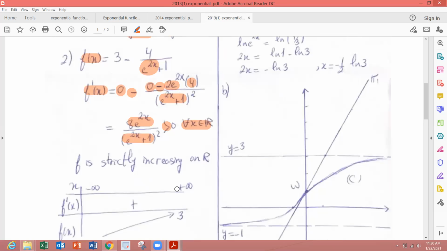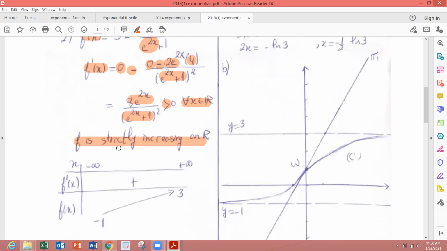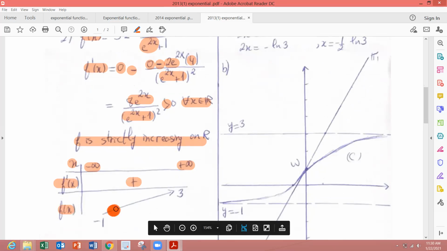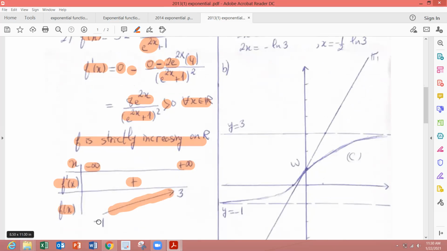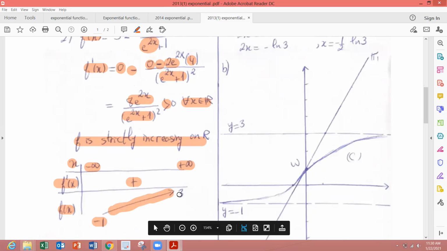So f is strictly increasing on R. Table of variations. X, its domain is from minus infinity till plus infinity. F prime of x is positive. Then f of x is increasing since f prime is positive. At minus infinity, we get the limit minus 1, and at plus infinity, we get the limit 3.